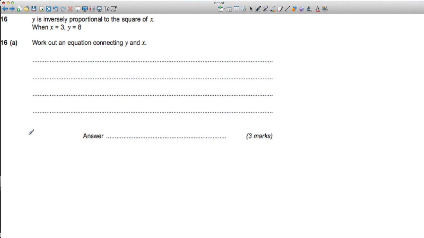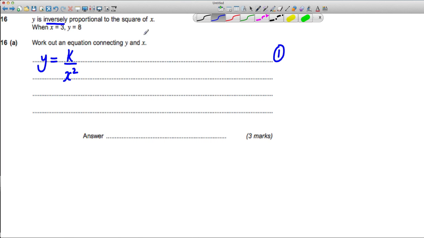We're told y is inversely proportional to the square of x. When x is 3, y is 8. Work out an equation connecting y and x. Y is inversely, must be equal to k over, the inverse tells us that it's over the square of x, x squared. That would get us 1 mark.